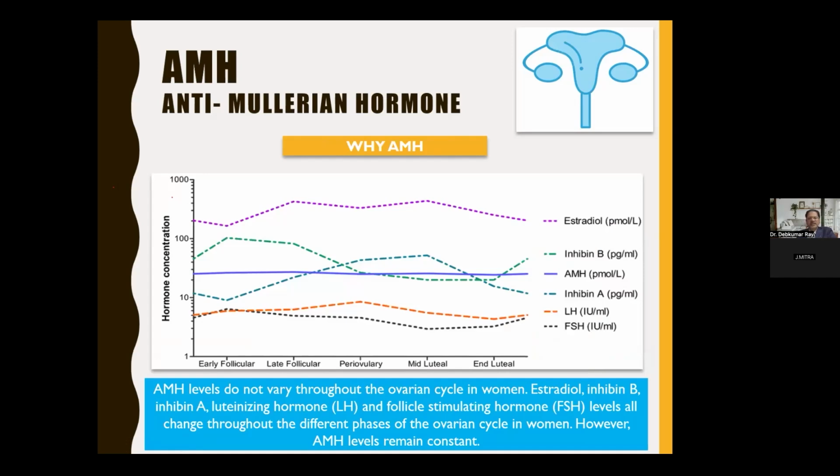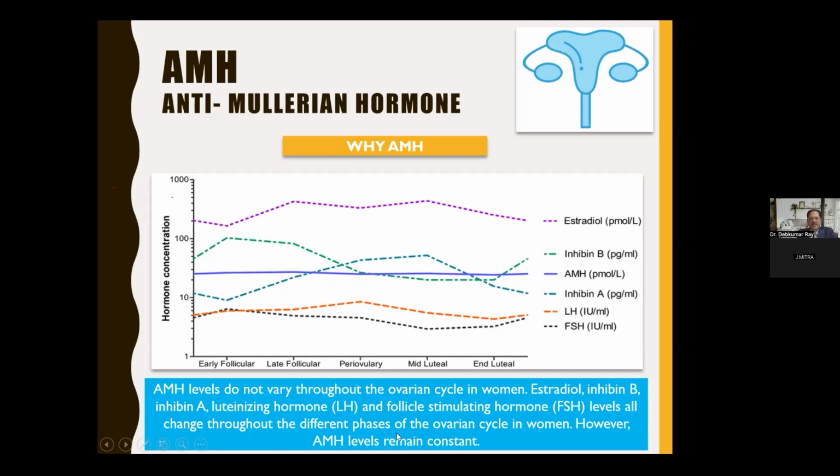And estradiol, inhibin A and B of two types, luteinizing hormone or LH, follicle stimulating hormone FSH levels, all of the hormones we are showing here, starting from the top, that is estradiol, which we express in picomole per liter, and inhibin A and B, luteinizing hormone and FSH, there are variations. But what we want to focus on here is the line for AMH, which is expressed in very minute quantities as picomole per liter, and which remains constant.